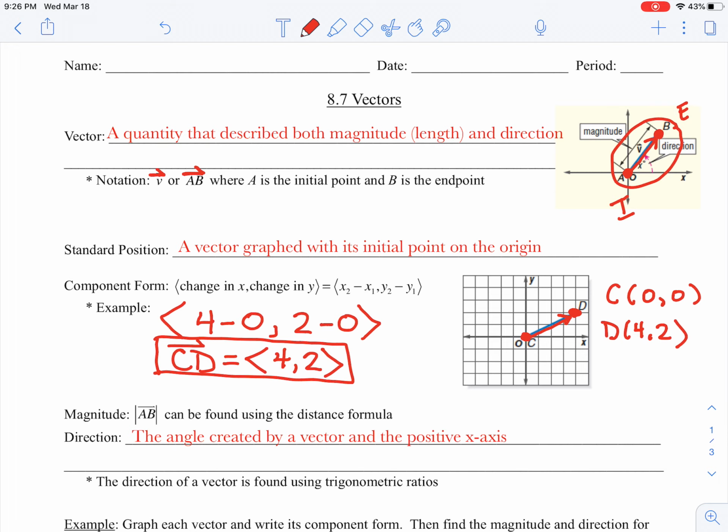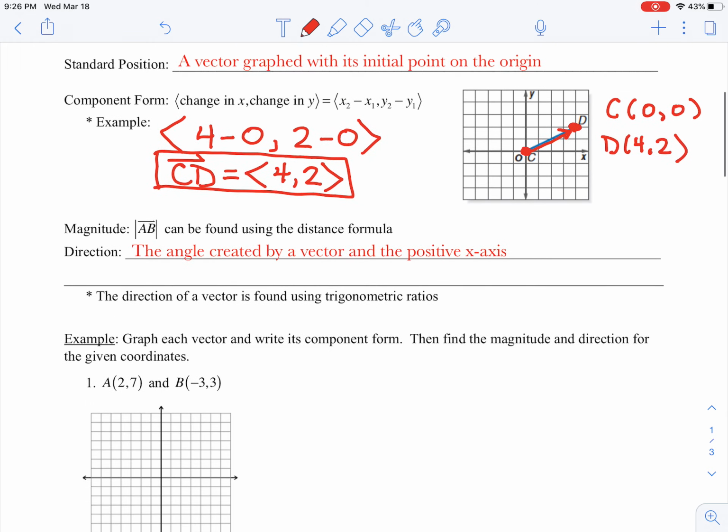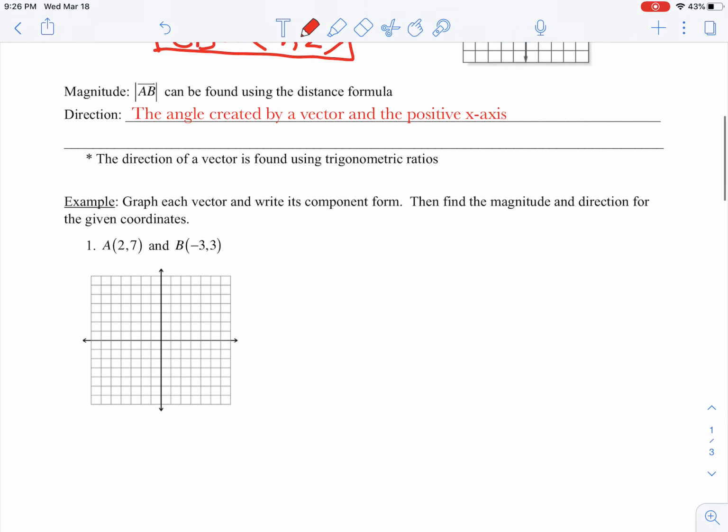So there are two properties of a vector. One I mentioned is called the magnitude. Magnitude is the length of a vector. So we find the magnitude of a vector using the distance formula. Notice here it shows you that the notation for magnitude looks like this. It has what appear to be absolute value bars outside of the name of the vector.